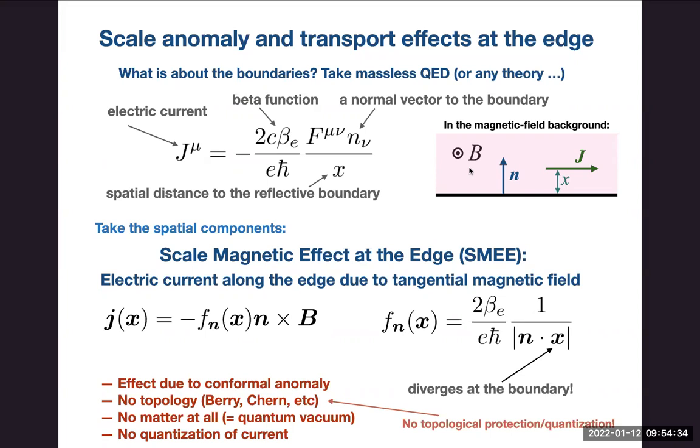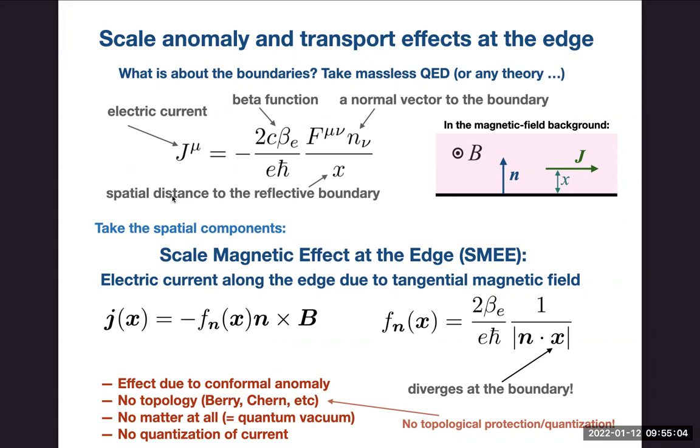And finally, F mu nu is the field strength tensor. So it's basically the magnetic and electric field. So that formula which appeared here, we translated here, it's just this one, it's exactly the same. So you have the electromagnetic field, you have the normal to the boundary, you have the distance from the boundary to the point where you measure current, you have the beta function, and finally you have the current. That's formal. Now you say, what does it mean?